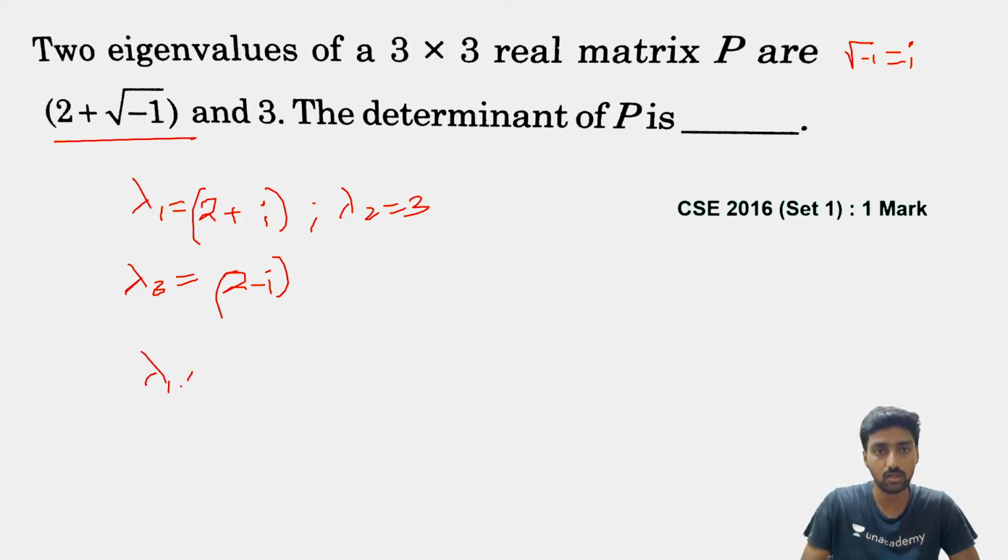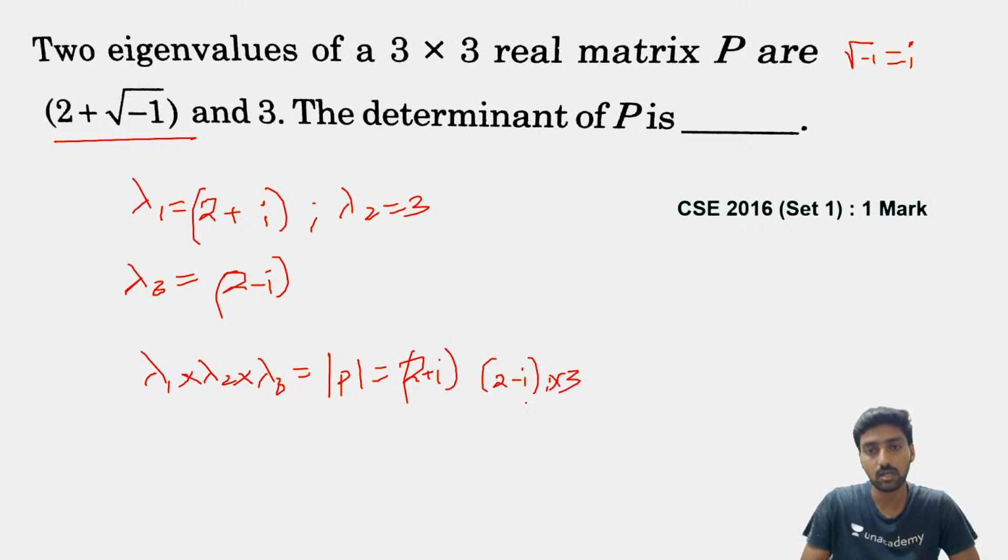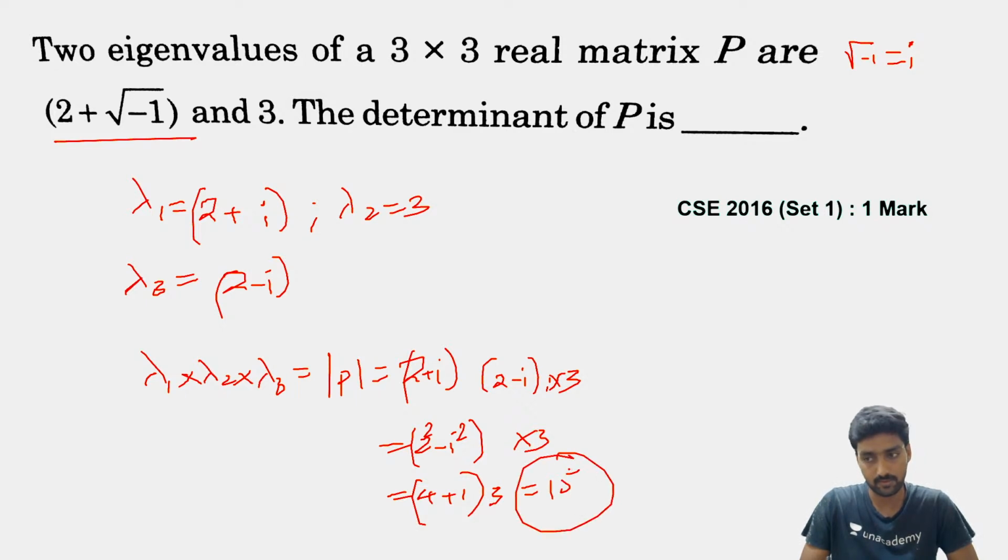Therefore lambda 1 into lambda 2 into lambda 3 is equal to the determinant of P, which is equal to 2 plus i into 2 minus i into 3. It's 2 square minus i square, into 3. 2 square is equal to 4, i square is equal to minus 1, so plus 1, into 3. So 5 into 3 is equal to 15. 15 is the right solution for this question.